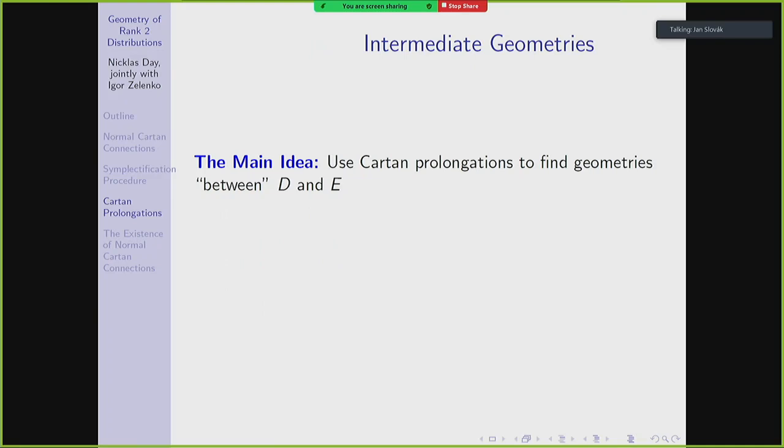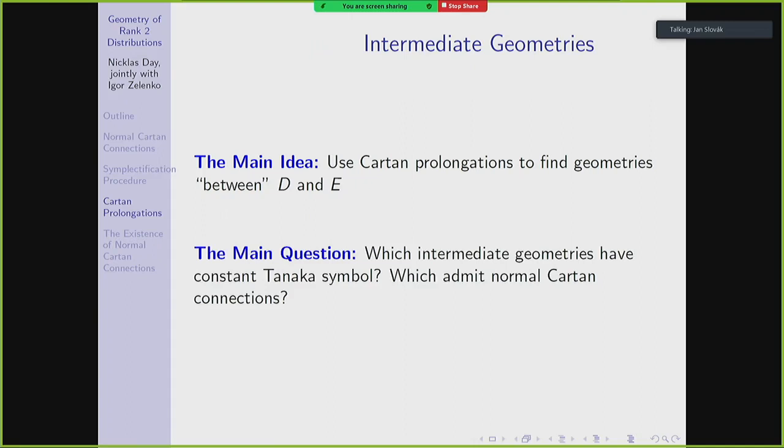And so we're going to get some prior Cartan prolongations. So we're going to get some intermediate geometry between these two, between the initial distribution and the symplectified distribution. And we want to ask which of those intermediate geometries have constant Tanaka symbol. So when is the Tanaka symbol of some number of Cartan prolongations independent of the original distribution? And then further, when do we get a normal Cartan connection? Is it on the second Cartan prolongation, or is it on the last one? We know they exist once we arrive at the symplectic symbol. So we know eventually this happens, but it might happen prior to the symplectic symbol.